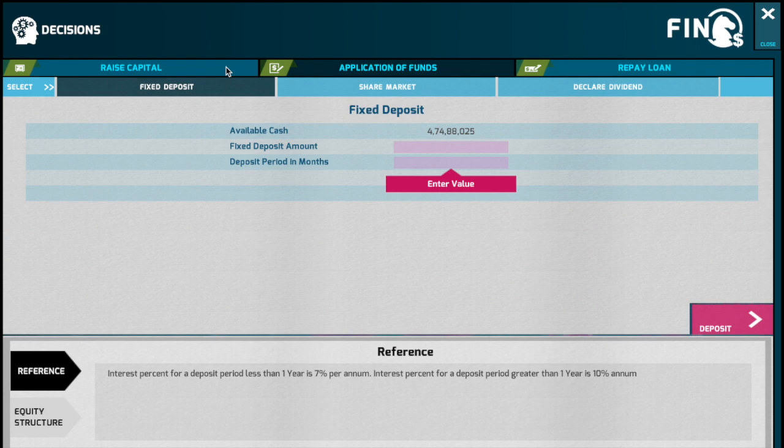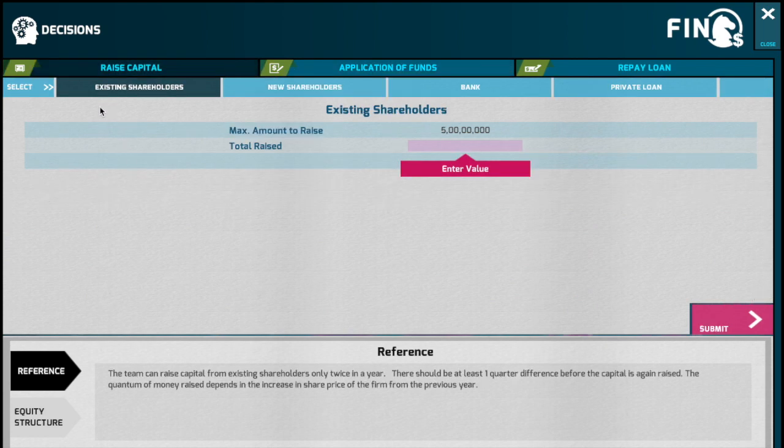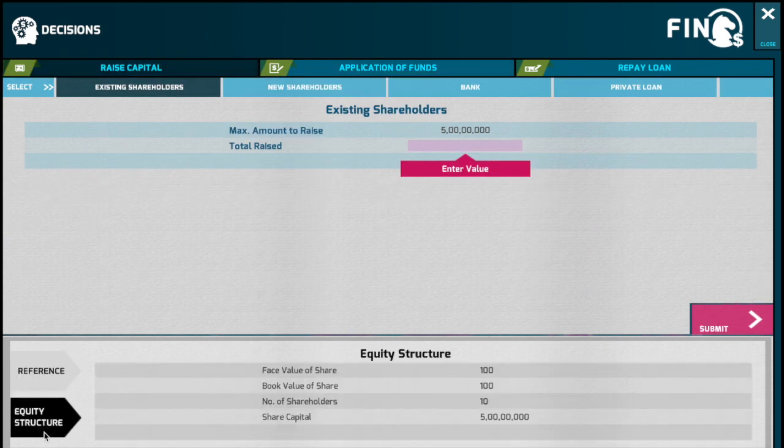To know the book value of share, click on Raise Capital. Under Existing Shareholders, click Exist Equity Structure, and you would be in a position to understand your current book value of share. It is your key responsibility to ensure that you deliver shareholders value. I hope you now understand all the key concepts under the finance section. All the very best.